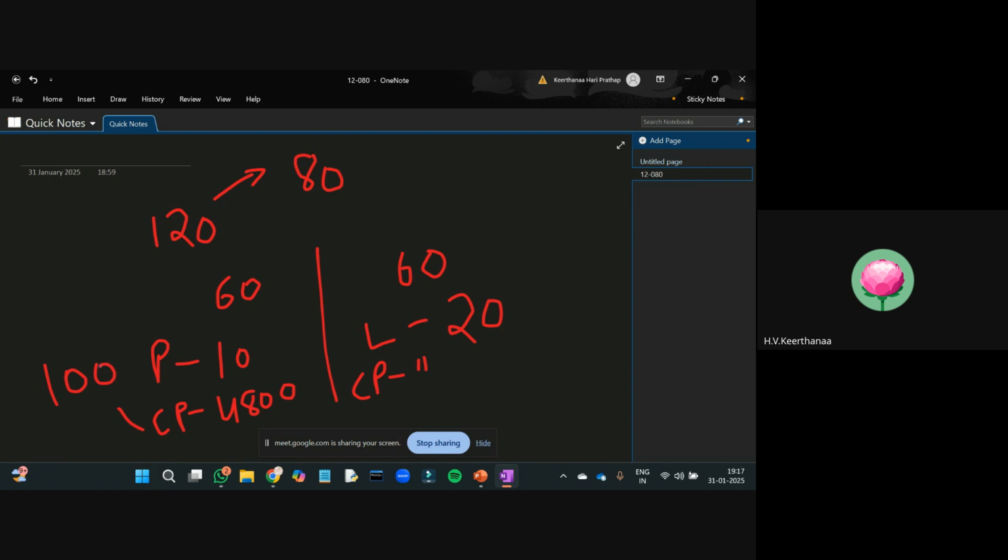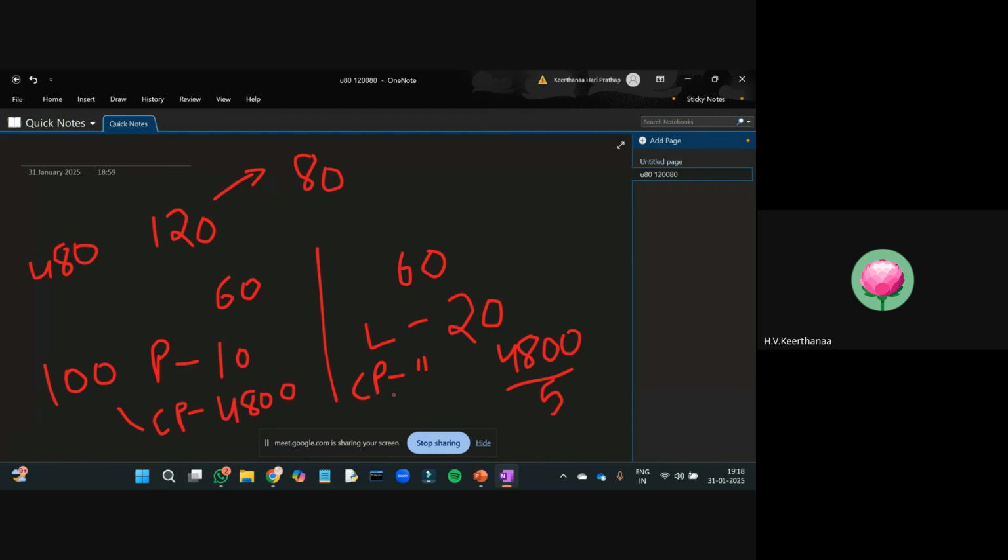So the profit can be calculated by just dividing CP by 10, right? Because CP is 100%, and profit is 10%. So you just divide it by 10, you get 480. The profit you're gaining is 480. And here, if you divide the CP by 5, you will get the loss. Sorry, my mistake. So if you divide this by 20, it is this by 5. Why are you dividing this by 5?